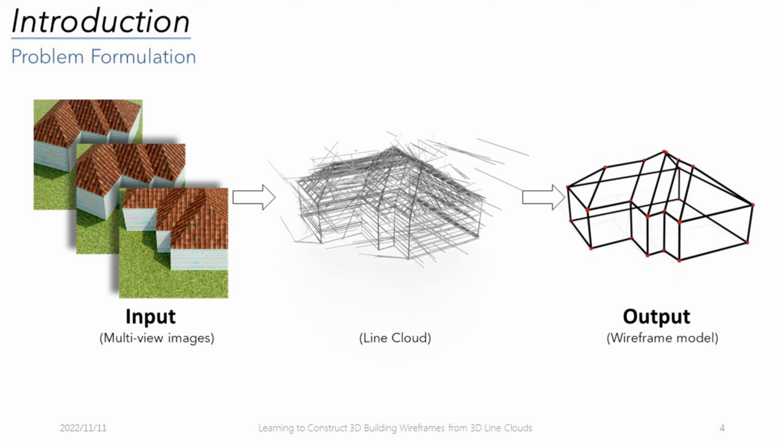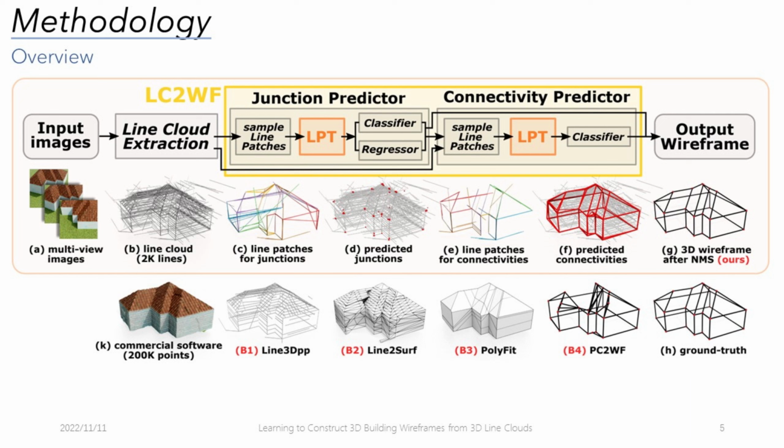The line cloud is a set of 3D lines reconstructed from multiple images. It can basically show the outline of the building, but the lines are usually broken and have a lot of noise. We use a line cloud because it is more sparse and robust than points.